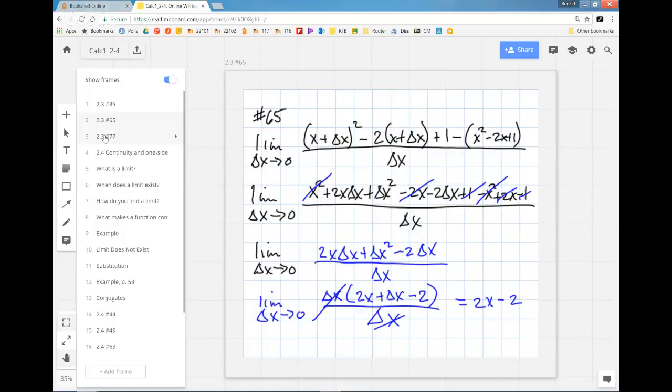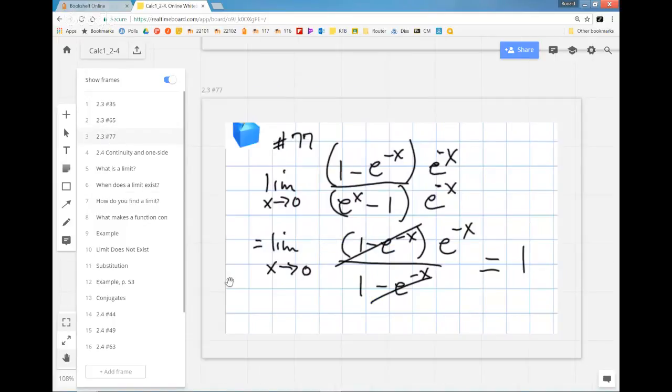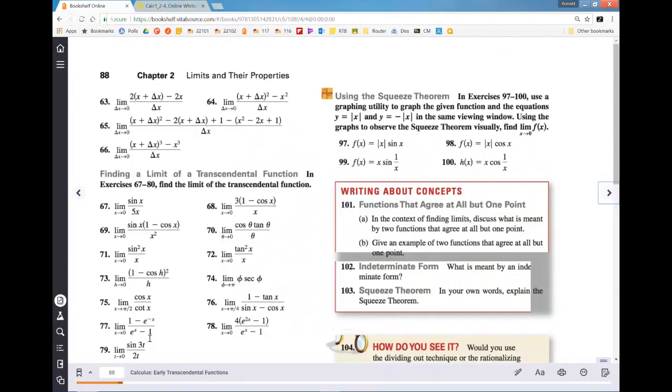All right, another one, this one was requested, is number 77. Now this one's kind of tricky. Let me show you the original problem, 77. Okay, it's right over here: 1 minus e to the -x over e to the x minus 1. What's the limit as x approaches 0? Then you can't substitute because e to the 0 is 1, and 1 minus 1 would give you a 0 in the denominator. So you've got to do some kind of maneuver to make that available.